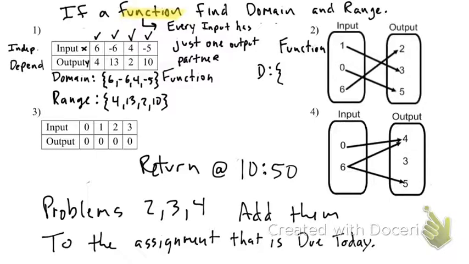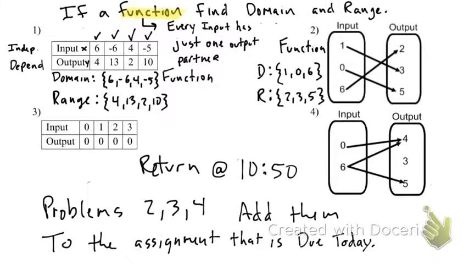So this is a function, so the domain would be simply the input values or the X values, 1, 0, and 6. Okay? The range here would be the output values or the Y values, which is 2, 3, and 5. Okay, and that's number 2.